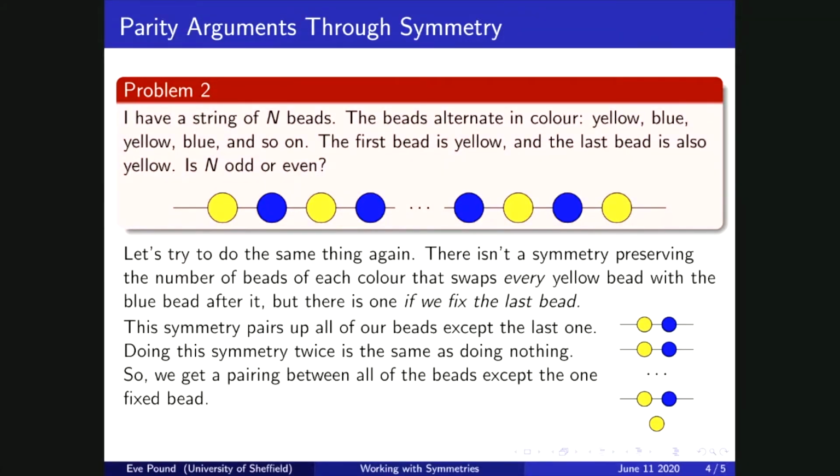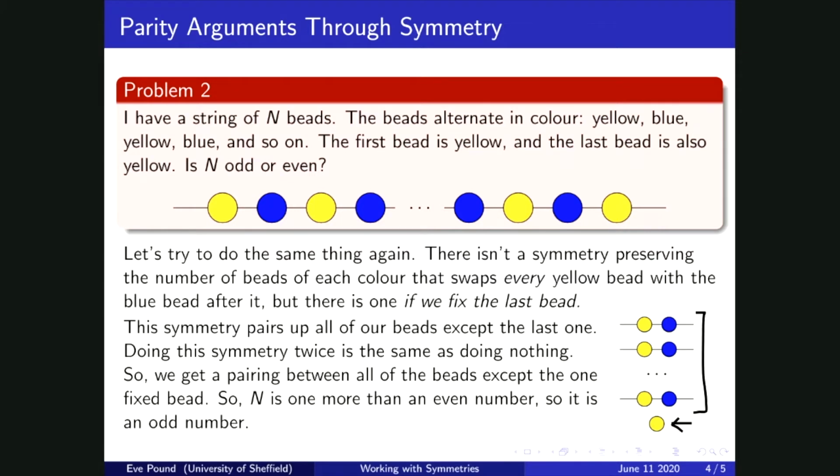So what that tells us is that we've got an even number of beads that are nicely divided into pairs, given by this set here. And then we've got another bead left over. So our total number of beads is going to be some even number accounted for by this set of beads, which are nicely divided into pairs, plus one, this fixed bead here. So our total number is one more than an even number, so it's an odd number.